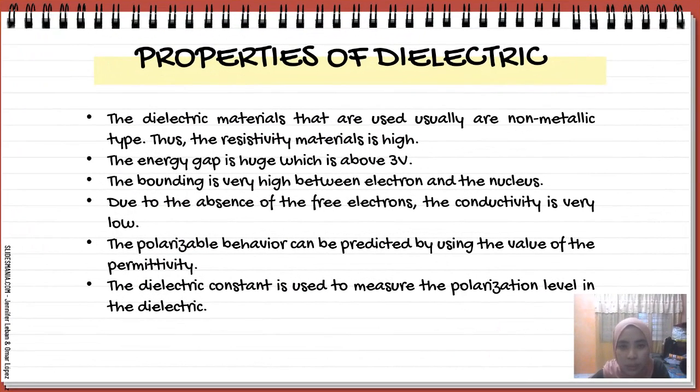Next, we go to the properties of dielectric. First, the dielectric materials that are used are usually non-metallic type. Thus, the resistivity of the material is high. Second, the energy gap is high, which is above 3 volts. Third, the bonding between the electron and the nucleus is very hard. Fourth, due to the absence of free electrons, the conductivity is very low. Fifth, the polarizable behavior can be predicted by using the value of the permittivity. Lastly, the dielectric constant is used to measure the polarization level in dielectric.